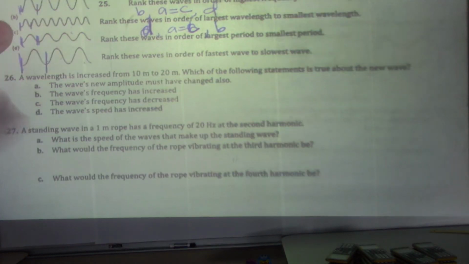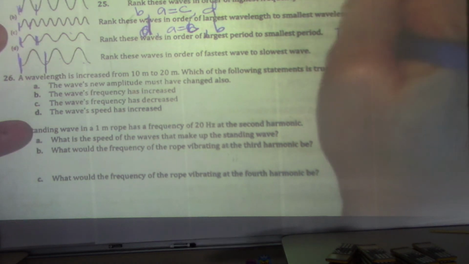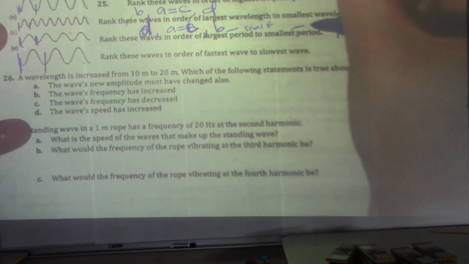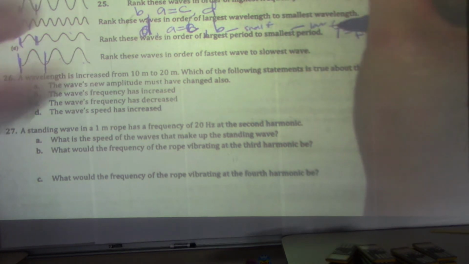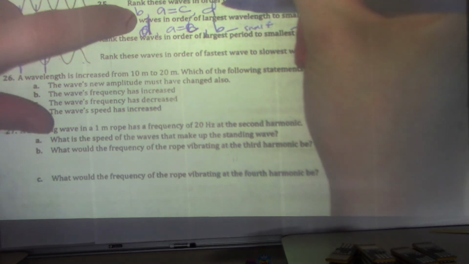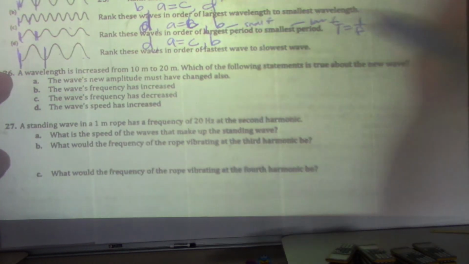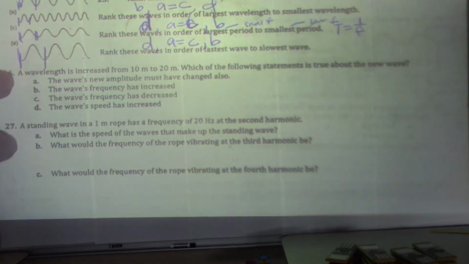Largest period to smallest period. Remember, period is just 1 over frequency. So the largest period is the one that has the smallest frequency, and the smallest period is the one that has the largest frequency. I already did highest to lowest frequency, so if I want biggest period to smallest period, I just flip this, it's opposite. D had the lowest frequency, so it has the largest period. A and C were in the middle. B had the highest frequency, so it has the smallest period because they are inverses of each other, exact opposites.